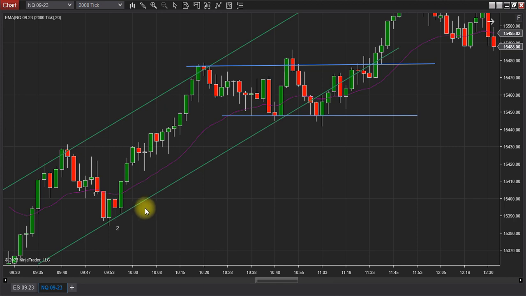If we took this long, let's look at our entry real quick. We'd enter here if we entered on a stop. This is the NQ, so we're looking at 17.5 points. Not so bad for the NQ. On the NQ, you're probably going to average 15 to 20 points of risk.